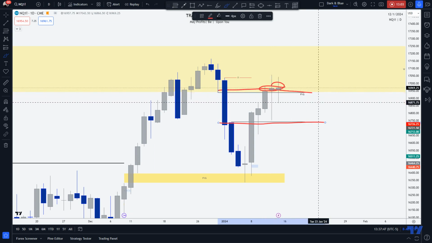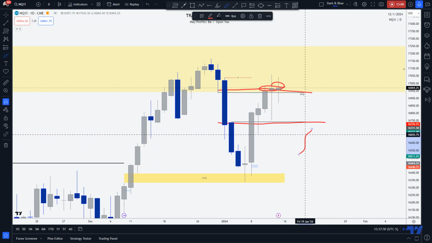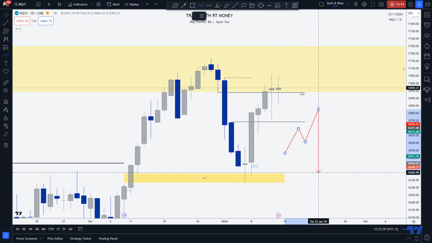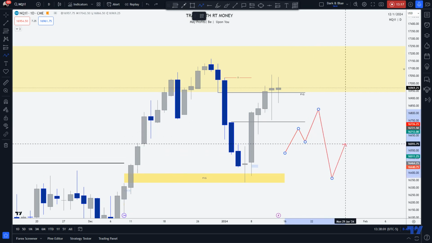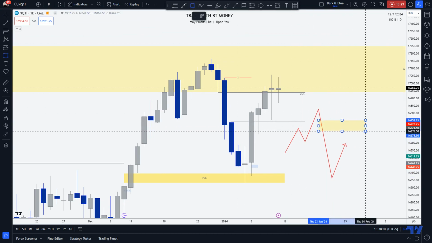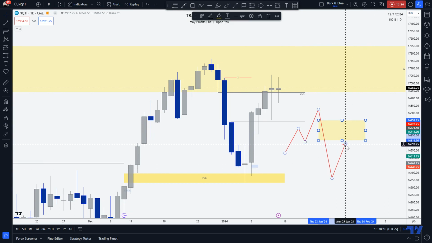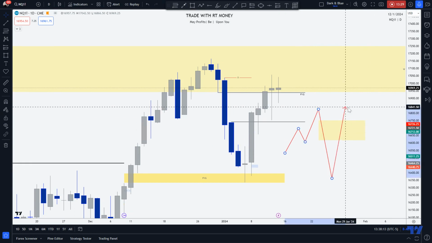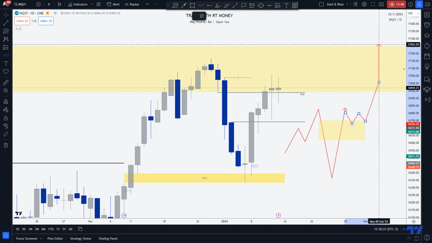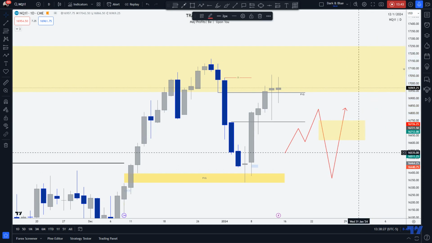And what usually happens with that is, all right, when you have those in there, say this is the fair value gap here, right? When price pierces it and closes above it, well, this usually ends up doing this. It finds it as support here and continues higher. So that's what I'm looking for now.